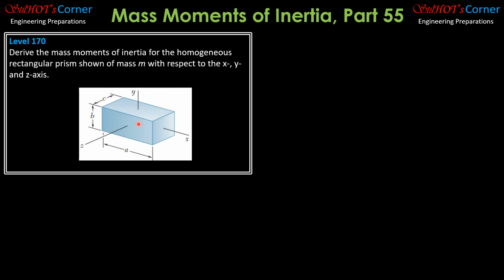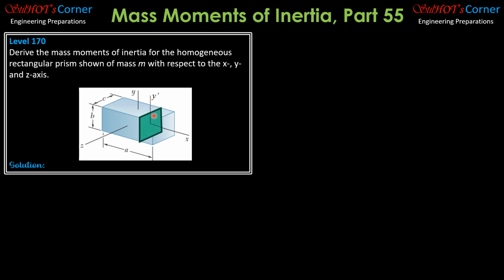Actually, we may use the results in level 169 to derive the mass moments of inertia with respect to the x, y, and z axis. Take note, observe that the x, y, and z axis are the centroidal axis, so it is passing through the center of gravity of this rectangular prism. So from the previous result, Ix is equal to rho times thickness times J of area, JG of area.